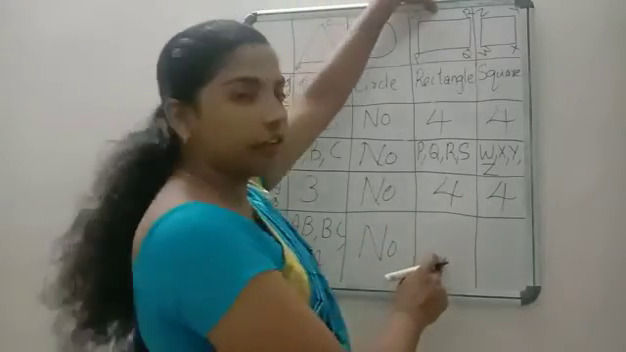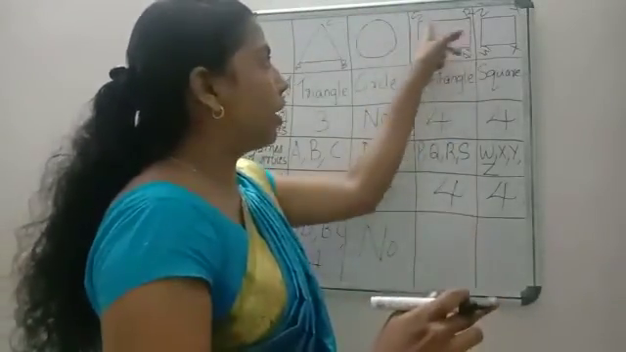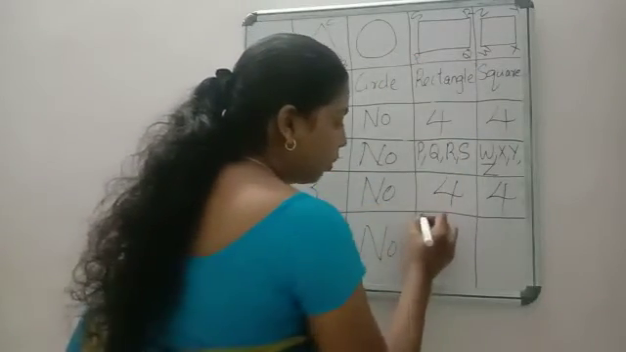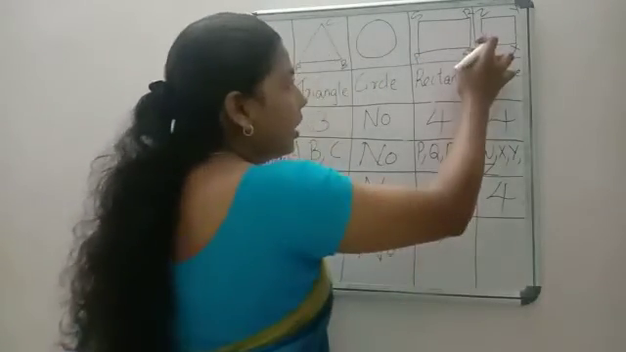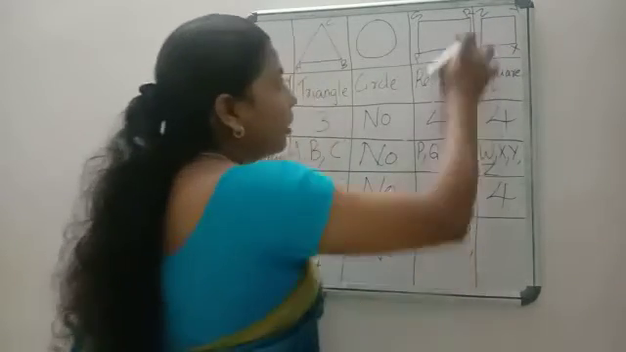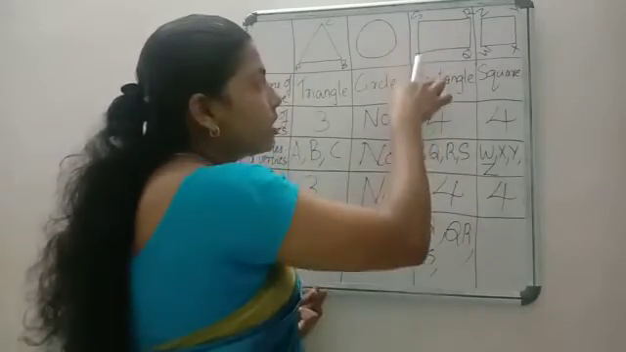And the third figure is rectangle. So the name of the rectangle is PQRS. And the names of the sides are, first one is PQ, then QR, then RS and SP.